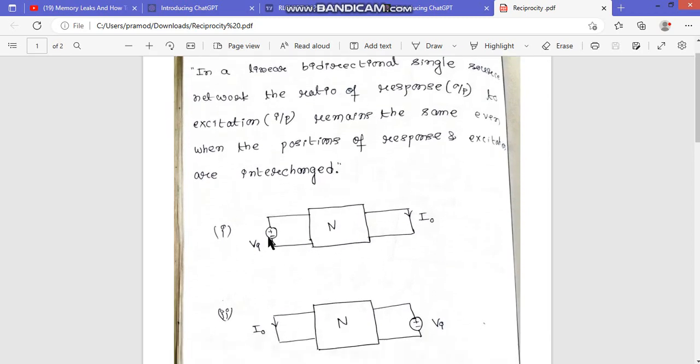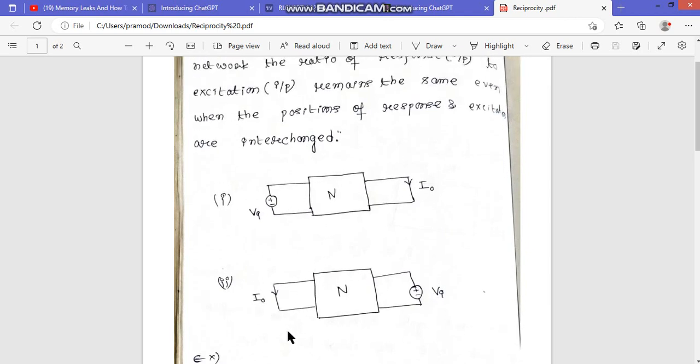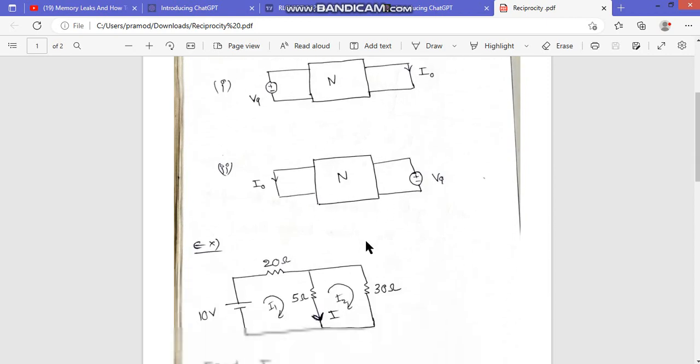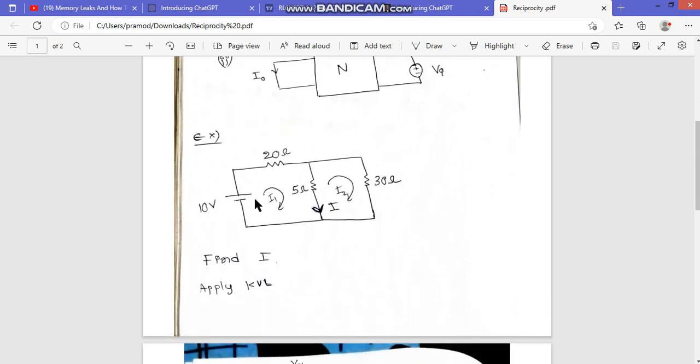If you interchange this, this is the excitation, now this is the response. Response is the output, excitation is the input. If you interchange these two things, there is no change in the response. If you increase, then the case is different. If you just interchange them, there is no change in the output. So let us verify that using this circuit.